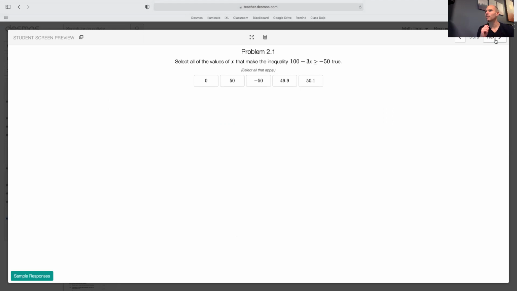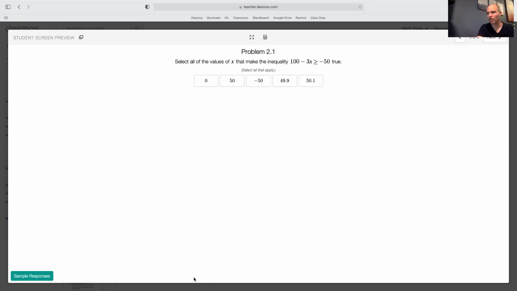All right. Next, it says, select all of the values of x that make the inequality 100 minus 3x is greater than or equal to negative 50 true. You can try substituting all these different values into the inequality for x and then doing the math and see if they work out. I personally think that's the really slow and harder way to do this question. I think you got to solve the inequality first, and then it becomes a lot easier to see which ones are solutions and which ones aren't. So I'm just going to solve it.